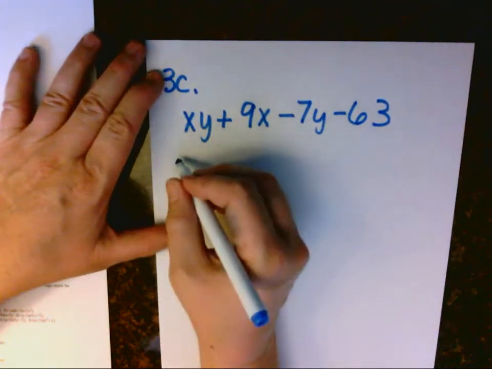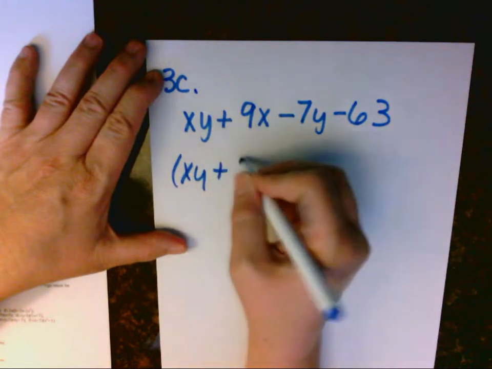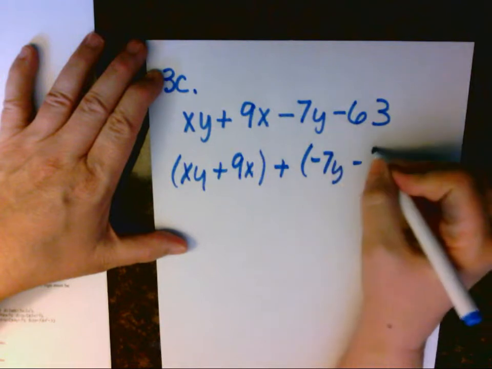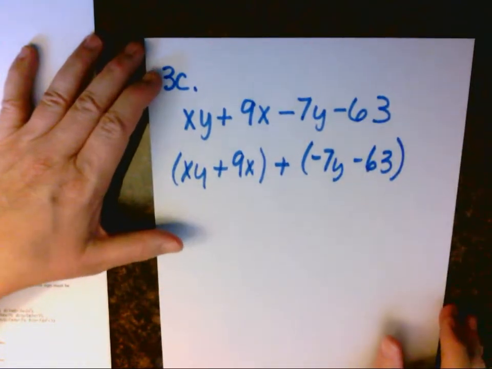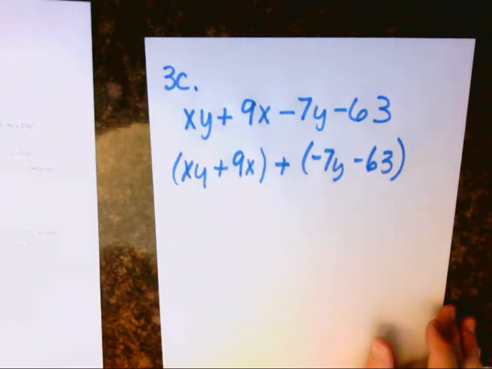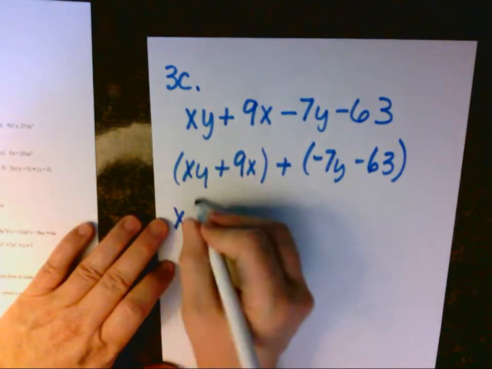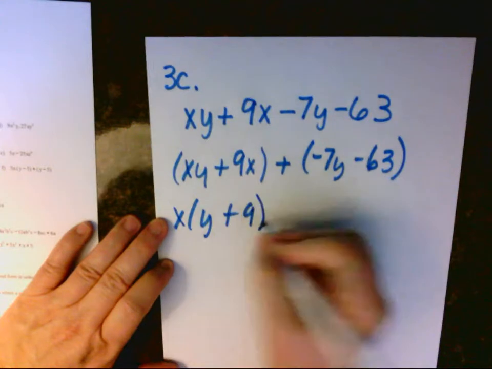Almost always this book allows you to group the first 2 together, and that will not be the case in college algebra, but it is the case in algebra 2. So, now in the first group, what is common? Only the x. So I take out the x and it leaves me a y plus a 9.